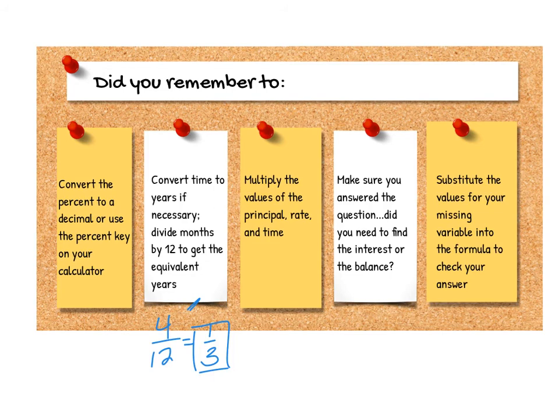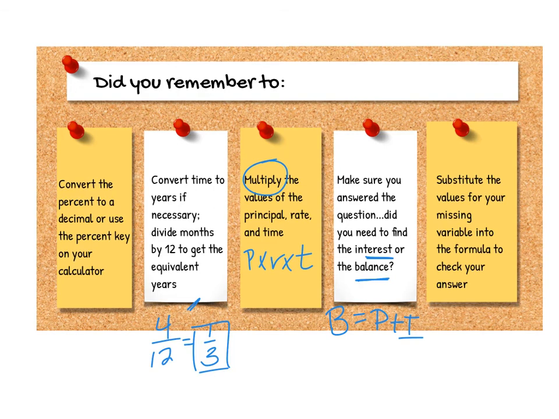So make sure you have years. Did you remember that this is a multiplication problem? That should have been the first one. So it's principal times rate times time, okay? Did you make sure you answered the question? Is it talking about interest or is it talking about the balance? The balance would be the principal plus the amount of interest. Balance is what's in your account after all the interest is paid to you.